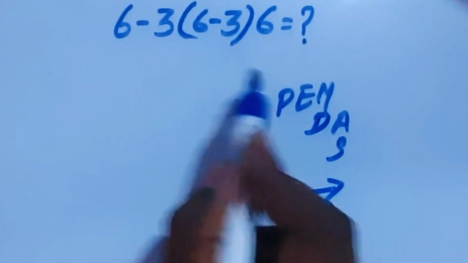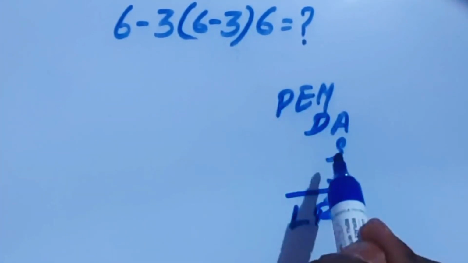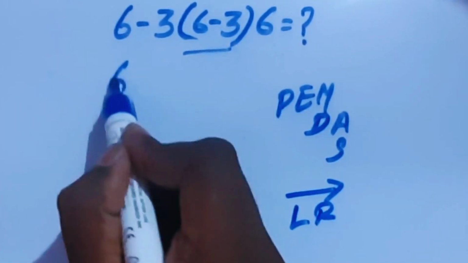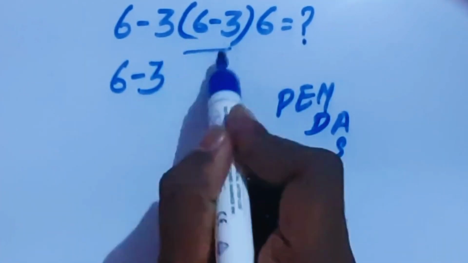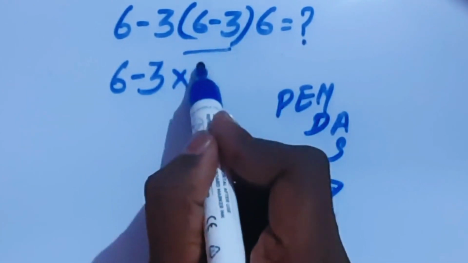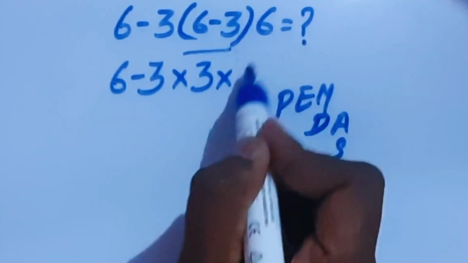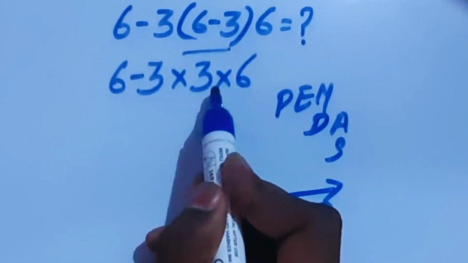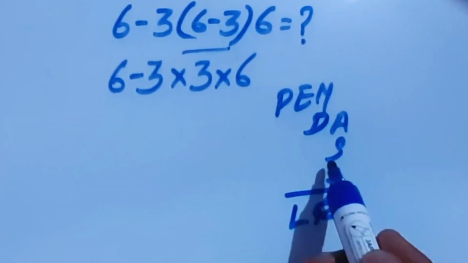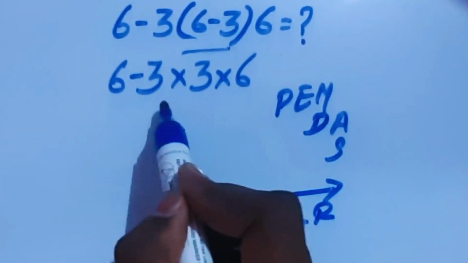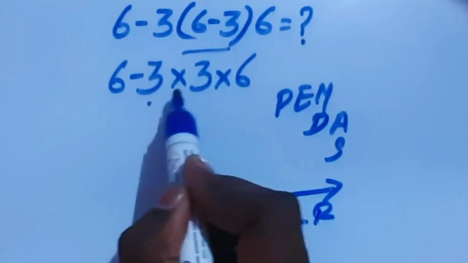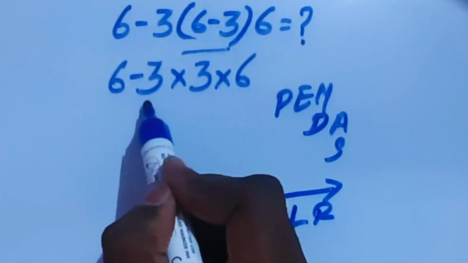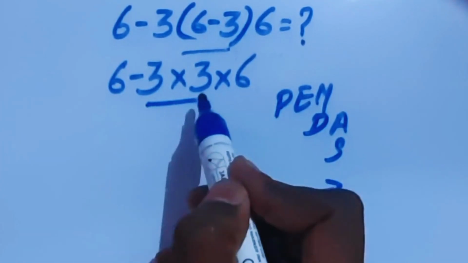Now we are going to solve this problem by using order of operations PEMDAS. Now the first is bracket. So 6 minus 3. The bracket here is 3 times this 6. Now subtraction and multiplications. Multiplication is higher priority than this subtraction. So we have to follow this left to right rule for this because we have two multiplications. We have to complete this first, left to right.